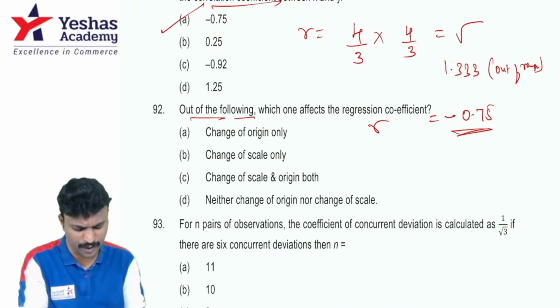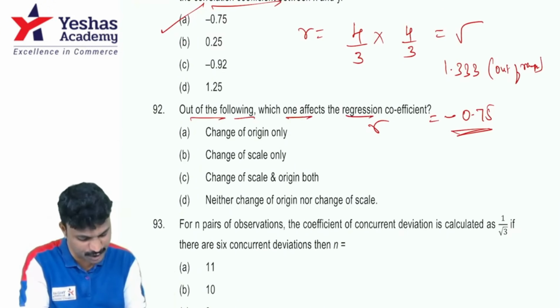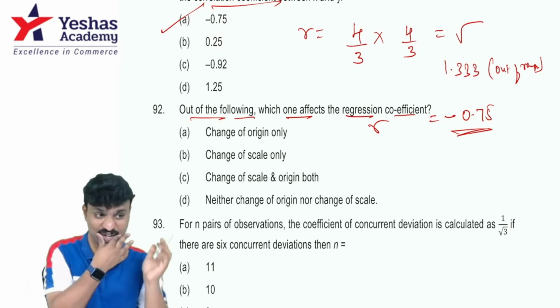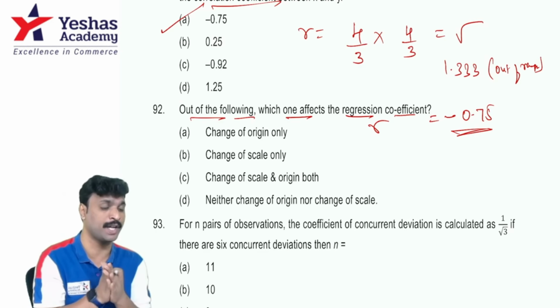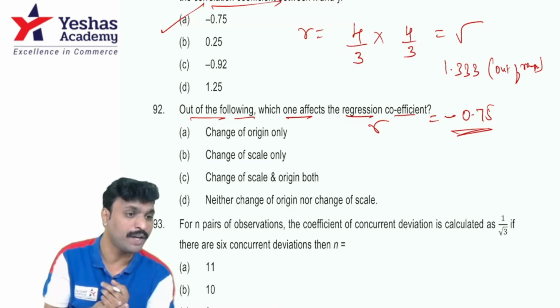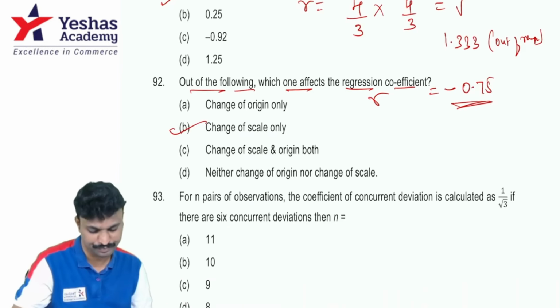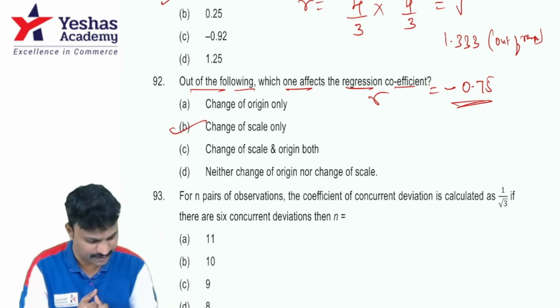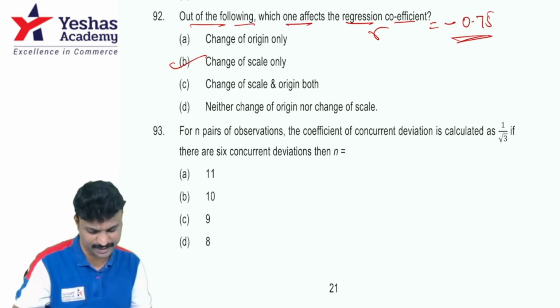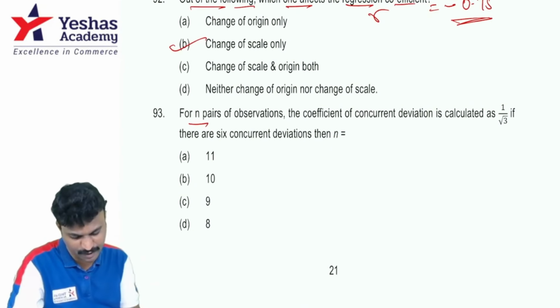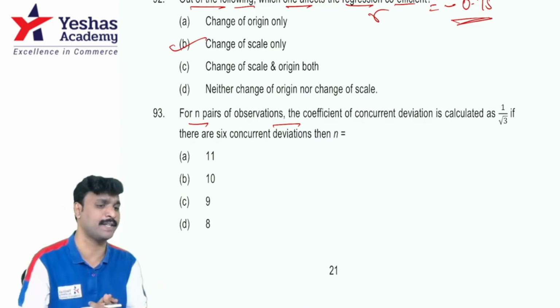92nd, out of the following, which one affects the regression coefficient? See guys, the regression coefficient does not get affected due to shift of origin, but it gets affected only due to change of scale. So option B, change of scale only. Definitely change of scale.